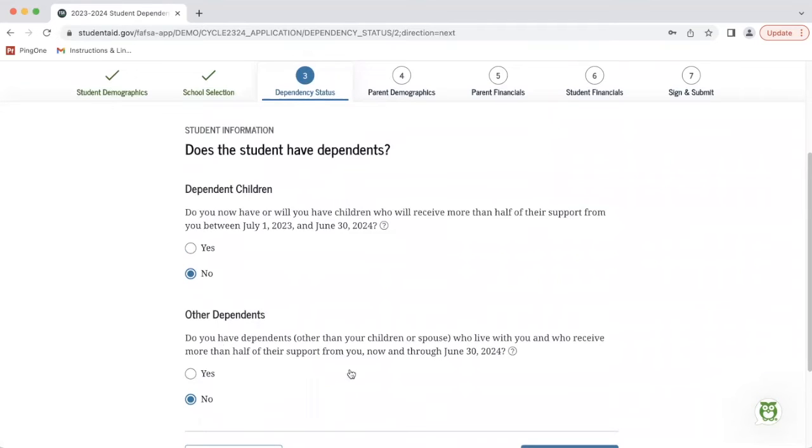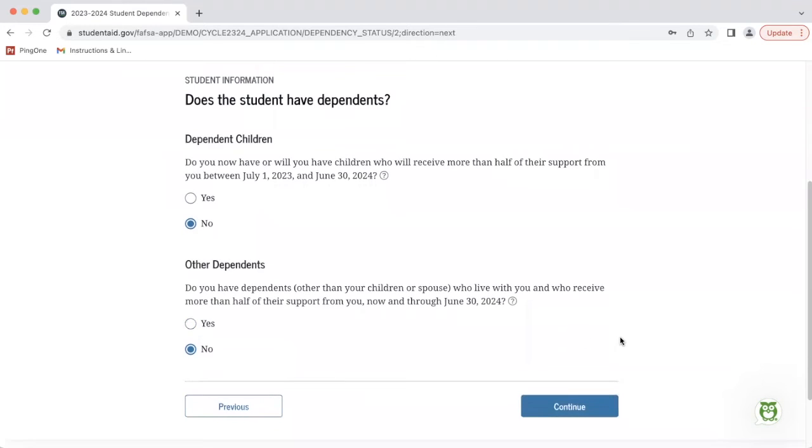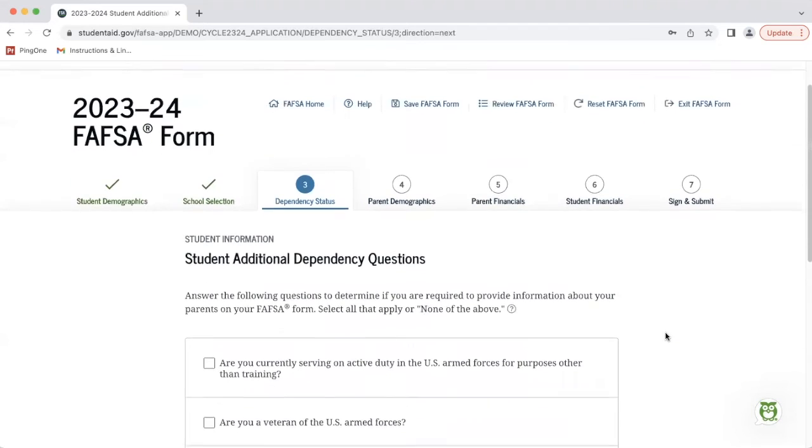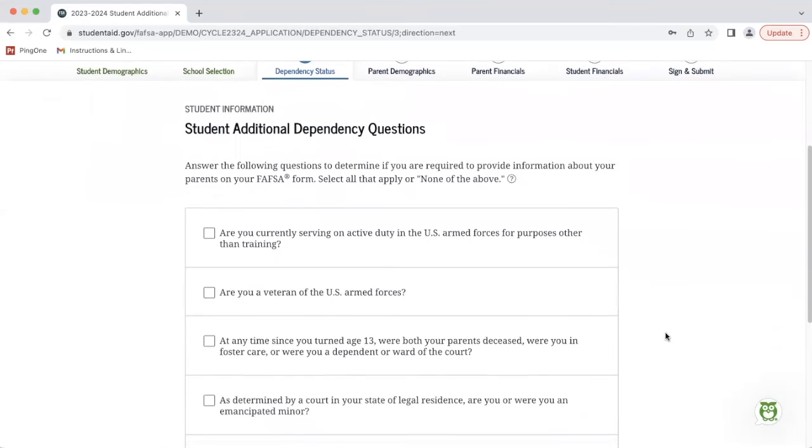The next question will be, do you have dependents other than children or spouse who live with you and who receive more than half of their support from you between now and through June 30th, 2024? So this could be anyone other than a child or a spouse that the student is providing more than half of their support. As we progress further into the dependency sections, it will begin asking about various other circumstances.